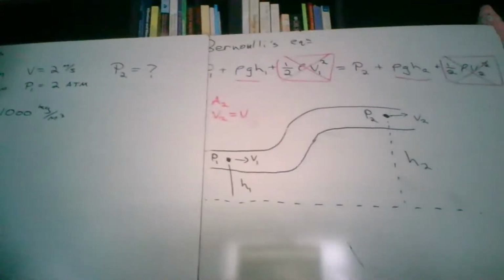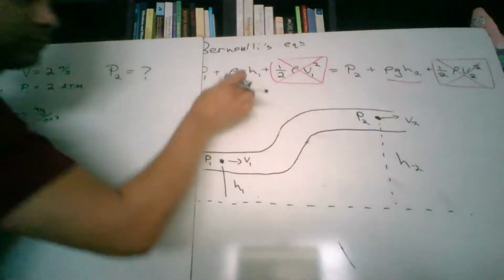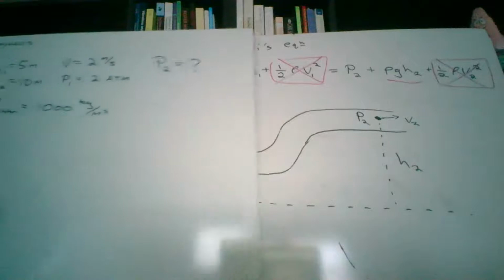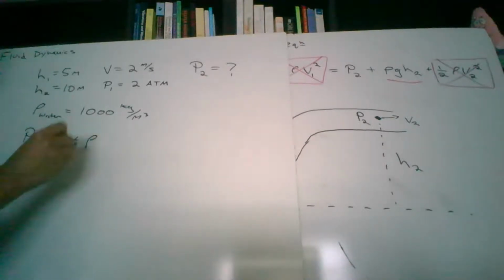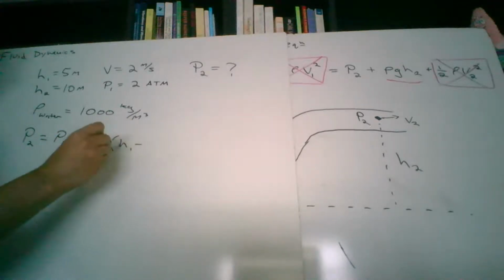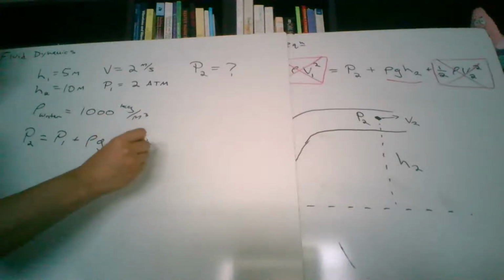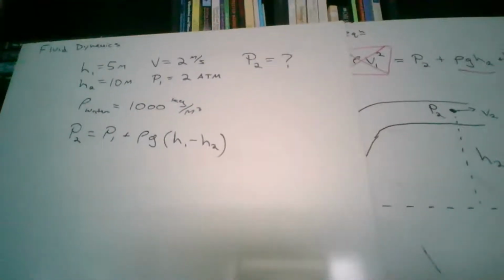What will happen? If we go to our equation here and we solve for pressure 2, we just have to bring this term to the other side, and we will end up with pressure 2 is equal to P1 plus rho g times (H1 minus H2). All right. And then we can start plugging our values in.